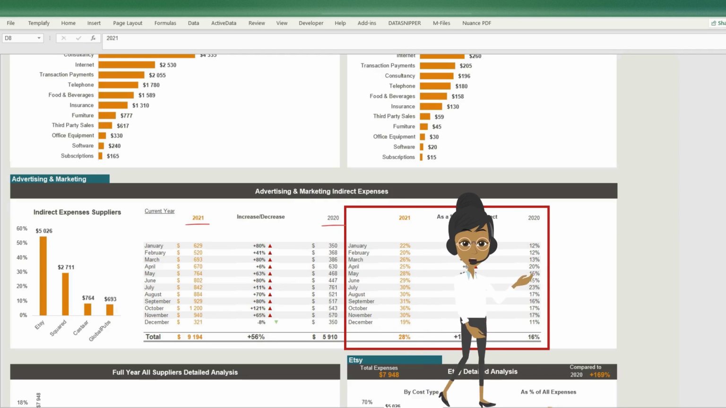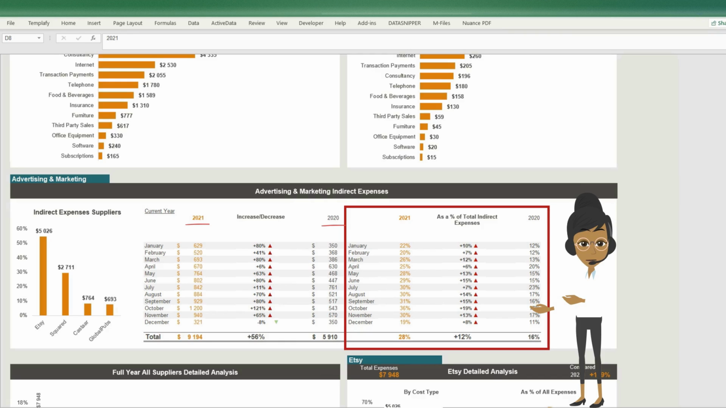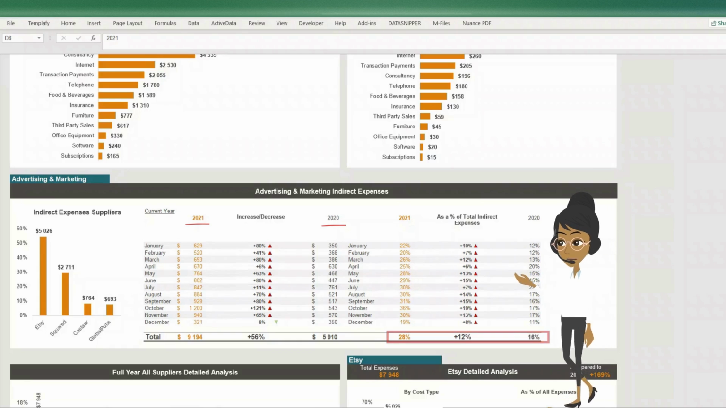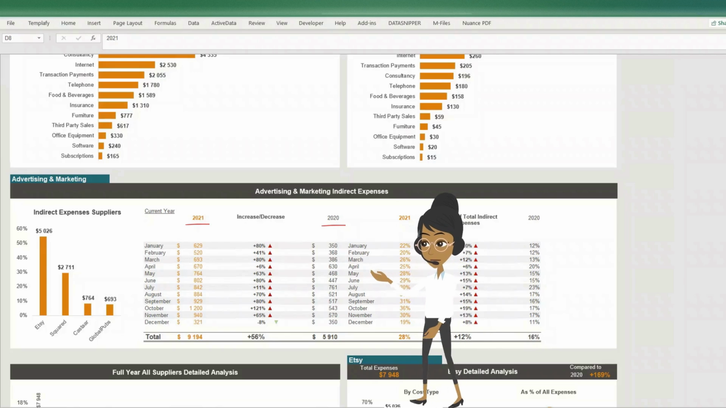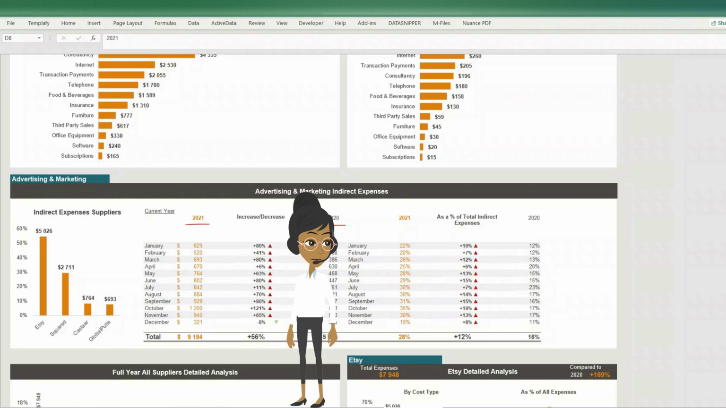Now the table to the right will tell you if a certain indirect expense group is gaining in importance in the total expense mix. So for example, in 2021, advertising and marketing made up 28% of the total indirect expenses. This is an increase of 12% compared to 2020. Now here's a tip. Focus on the indirect expenses that make up a good deal of your total indirect expense mix and that are growing in importance.